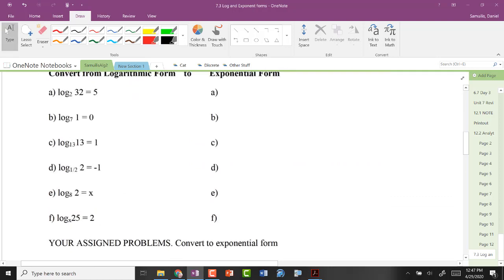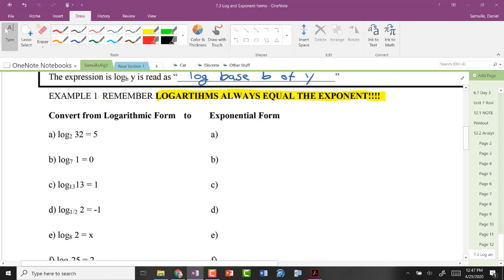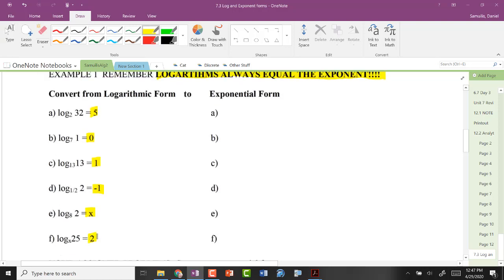Okay, so we have 6 examples of something in logarithmic form. We're going to convert that to exponential form. So remember, logarithms always equal the exponent. All of these in the yellow are exponents: exponent, exponent, exponent. Logarithms always equal the exponent.